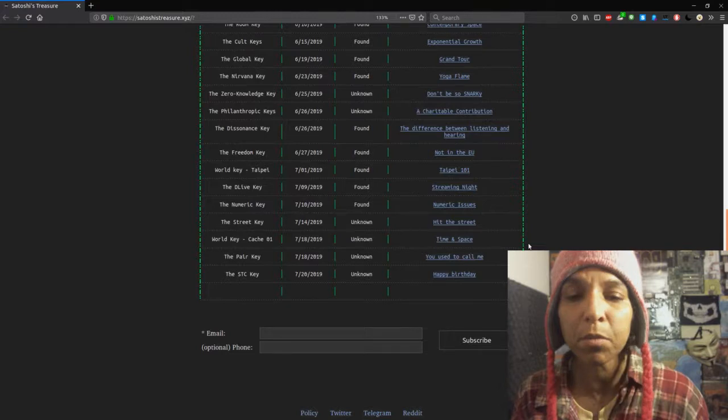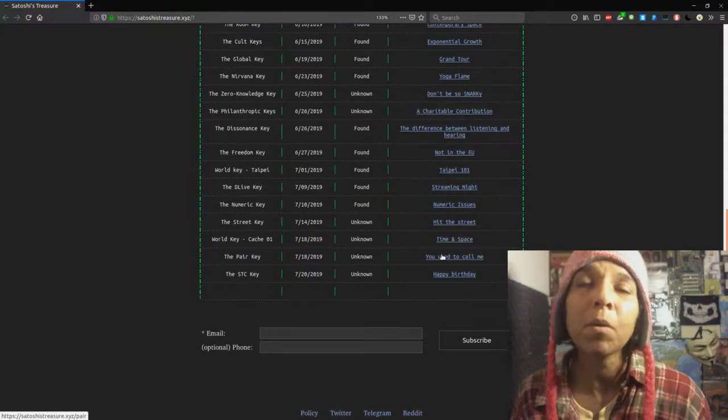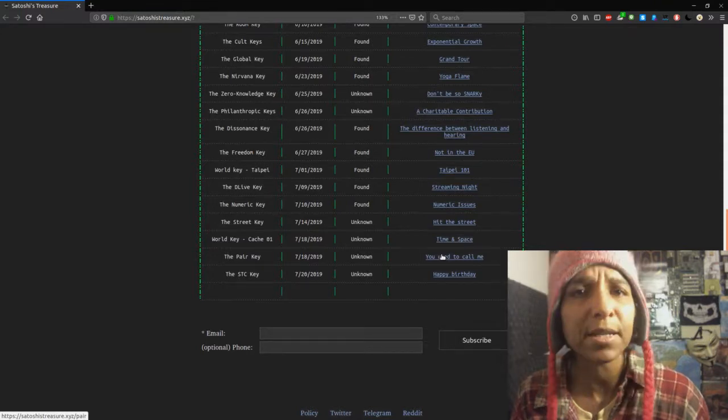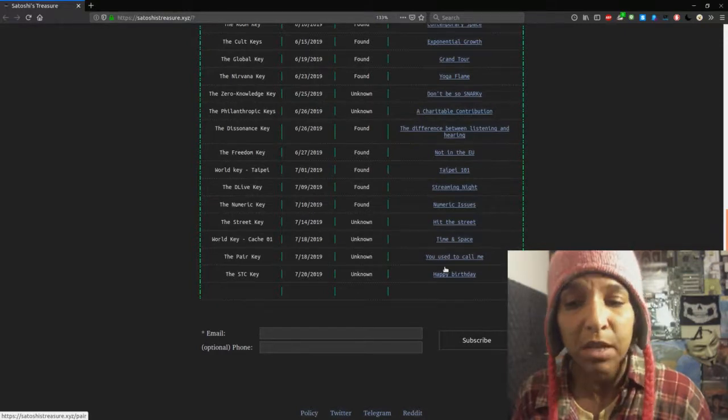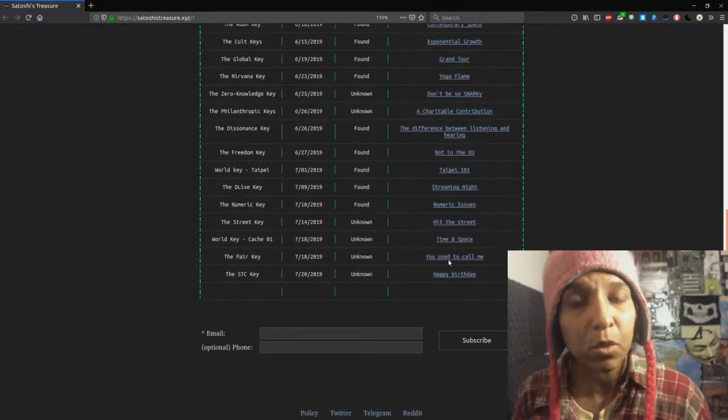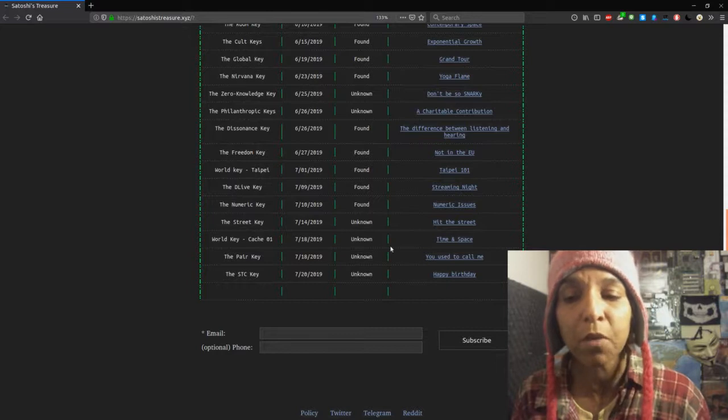I expect that to flip over to found, where all the different geolocation keys have been found, plus a mini, I wouldn't say contest, but a mini task of documenting how you found the geolocation keys. You get a special key. So there's four keys there. Then you have the Pair key, which is August 15th. And now you have this new clue drop, which is called the STC key.